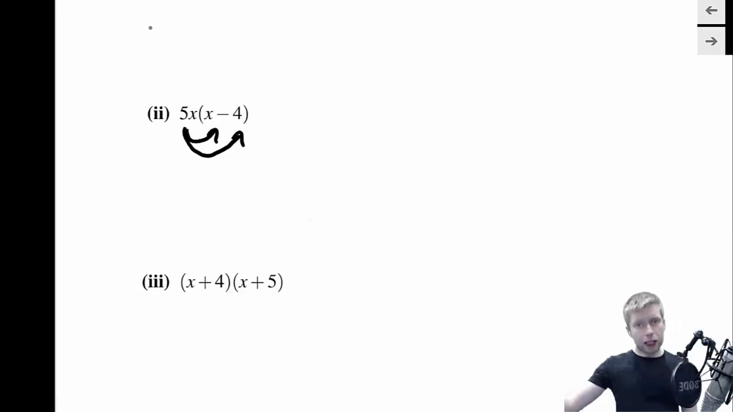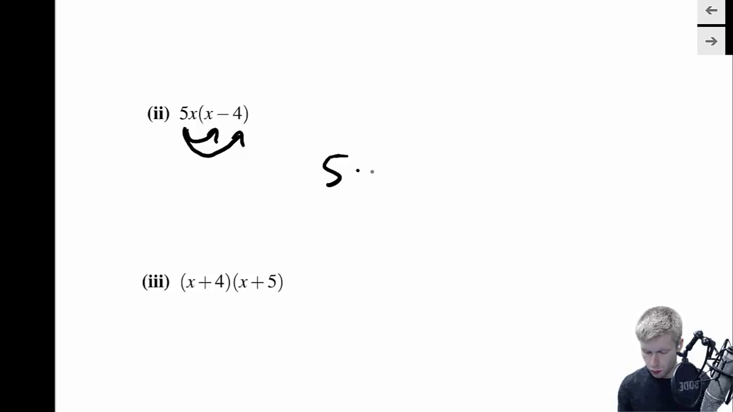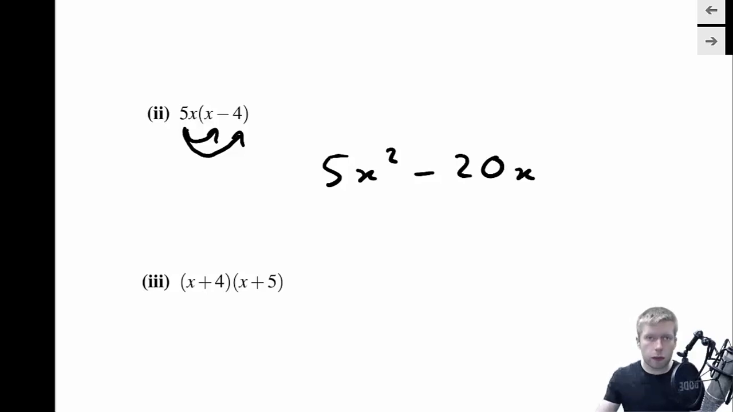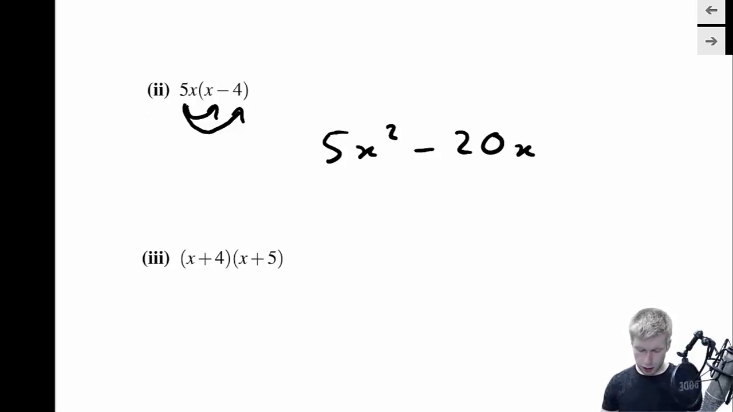So we have 5x times x, which makes 5x squared. And we have 5x times a negative 4, which makes negative 20x. 5 times 4 makes 20. Okay. Now let's have a look at the next one.